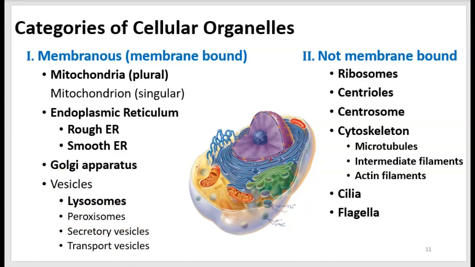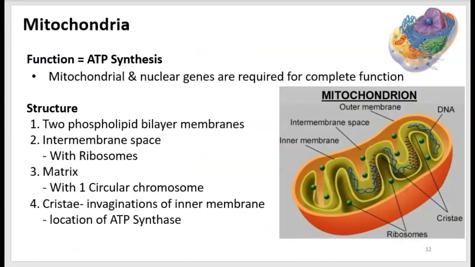The organelles that don't have a membrane include ribosomes, which are aggregates of RNA and protein that I'll talk about later, centrioles, and the centrosome. The centrosome is where microtubules are made, and we'll talk about that in more detail later. Cytoskeletal proteins, and cilia and flagella. All of those are examples of, I guess you could call them organelles, but they don't have membranes. So we'll start with mitochondria going down the list.